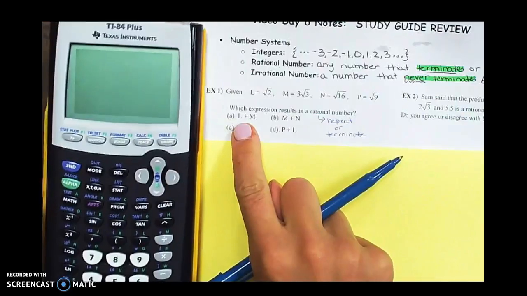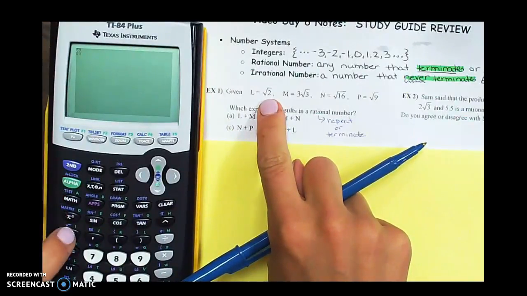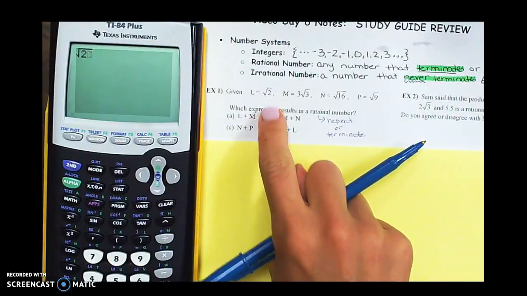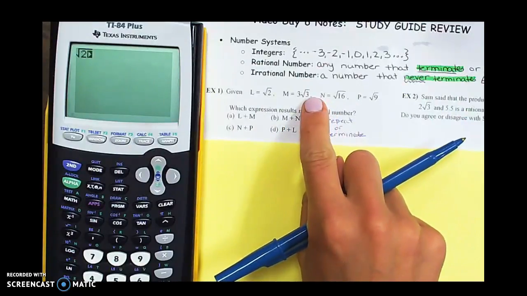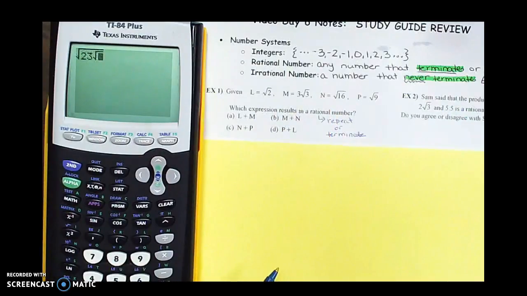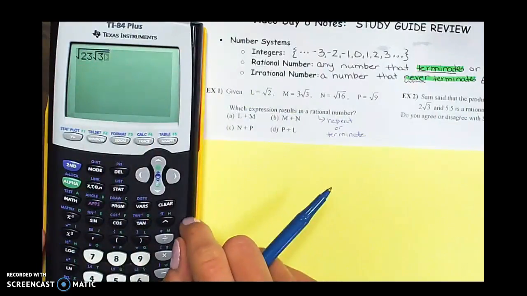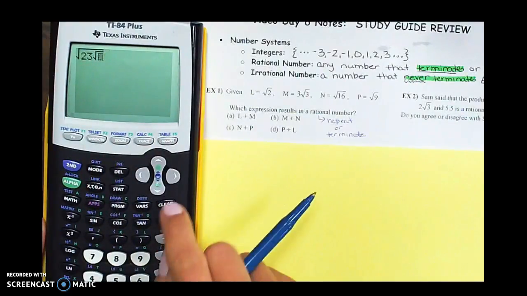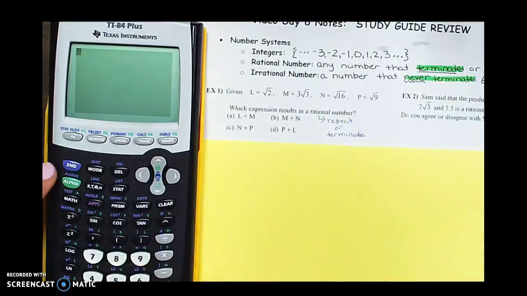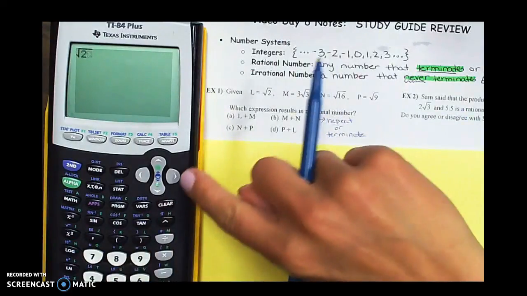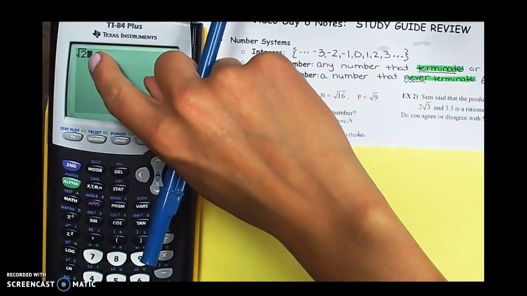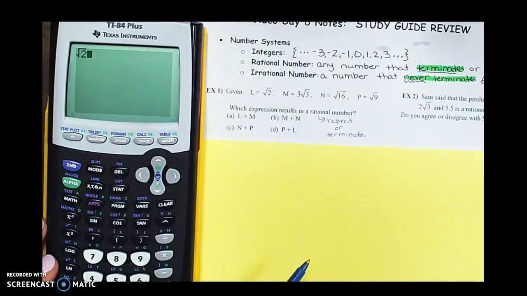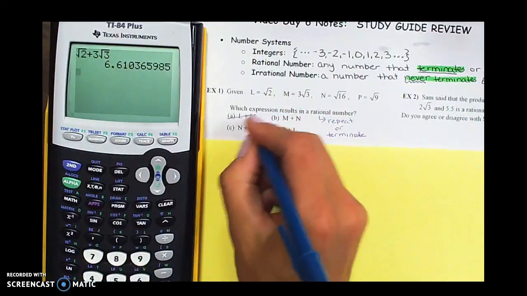So let's take a look. L plus M. L is radical 2, so the square root of 2, plus M. M is 3 radical 3, so 3 square root of 3. Oh, and look what I did. I goofed. So I'm going to clear that out and start again. Radical 2. Now I have to use my over arrow to get out from underneath that radical symbol. Now I'm going to go plus 3 radical 3, and I can use over again, and then enter. So this number is irrational. It goes on forever, so I'm going to cross that one off.